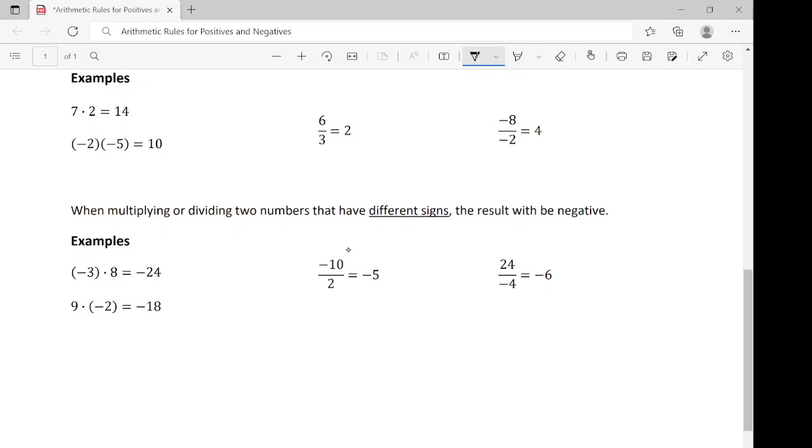And dividing goes the exact same way. Negative 10 divided by a positive 2 is going to give me a negative in my answer. So then I just do 10 divided by 2, which will give me 5. So my final answer will be negative 5. And then positive 24 divided by negative 4, positive divided by a negative will give me a negative. So I just do 24 divided by 4, which will give me 6. So my result will be negative 6.